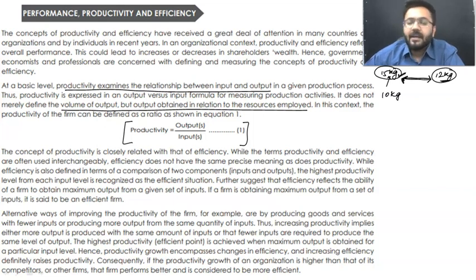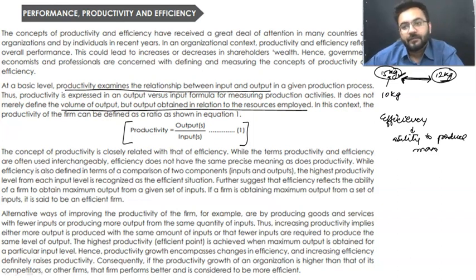Okay, sir, we are still unable to understand. What is the exact meaning of efficiency? Efficiency means my ability to produce maximum from a given set of inputs. So my ability is 12 kg. The ability of another firm is 15 kg. Right? My ability is my efficiency.